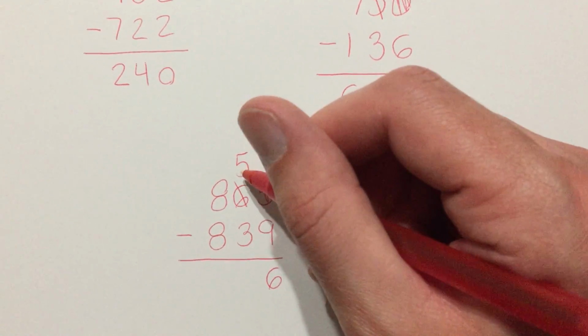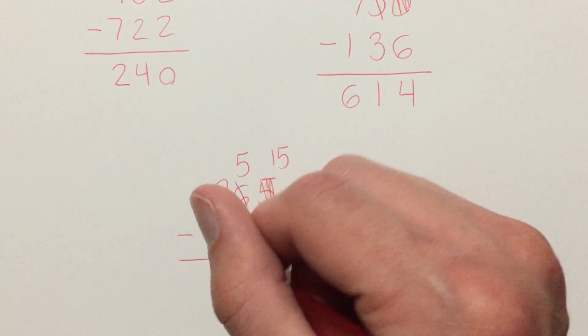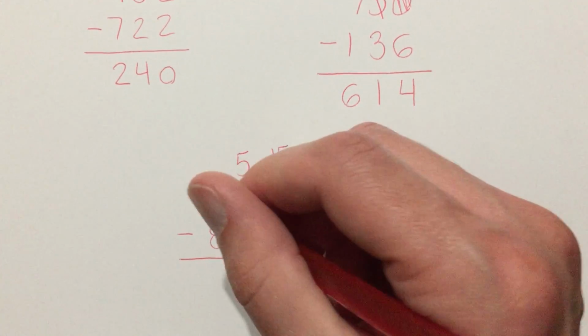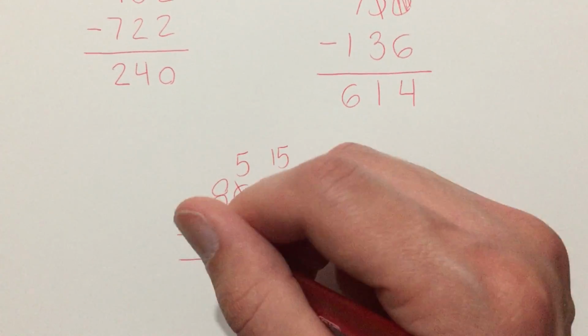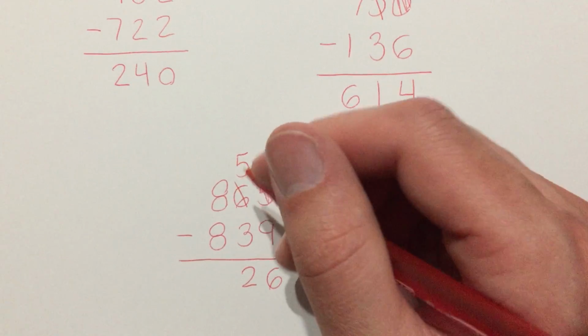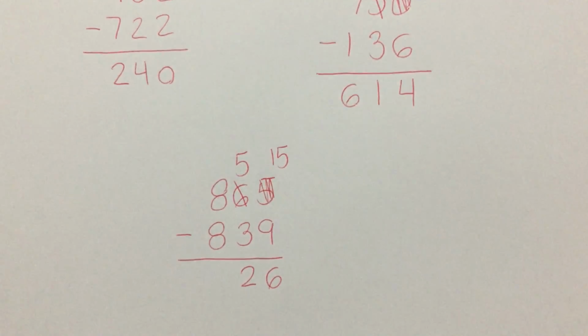Then we go to our 10s. 5 groups of 10 minus 3 groups of 10 leaves us with 2. And then our hundreds, we have 8 groups of 100. We take away 8 groups of 100. We're left over with no groups of 100.